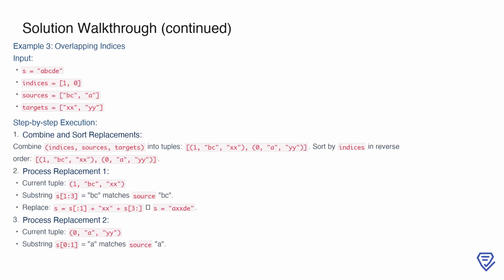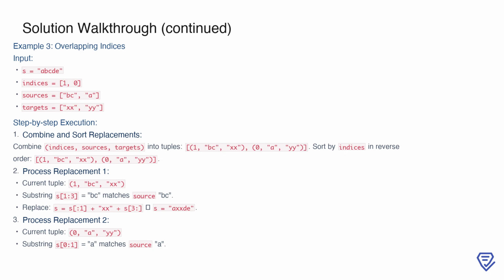Here, we examine a case with overlapping indices. The input string is ABCD, the indices are 1, 0, the sources are BC, A, and the targets are XX, YY. Combining the indices, sources, and targets into tuples gives (1, BC, XX), (0, A, YY). Sorting by indices in reverse order keeps the order the same. Starting with the tuple (1, BC, XX), we check if the substring BC from index 1 to 3 matches the source BC. It does, so we replace it with XX, updating the string to AXXD.